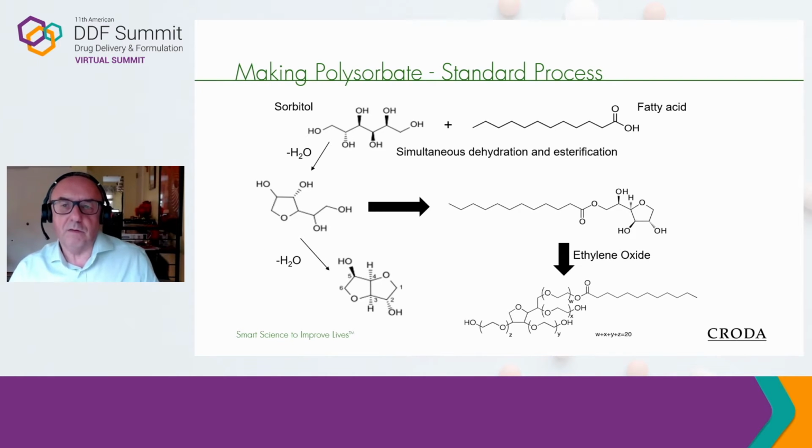If we actually look at the synthesis route, we have the standard process by which polysorbates are made, and this essentially commences with a simultaneous dehydration of the sugars and then esterification with fatty acids. Then the sorbitan ester is ethoxylated to make the final product, the polysorbate.